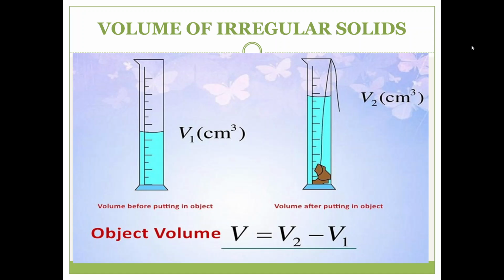What changes do you notice in the water level of the cylinder now? Yes, you may notice that the level of water in the measuring cylinder rises as the stone displaces water equal to its own volume. Record the new volume of water. Let it be V2 centimeter cube. Now the volume of the stone will be the difference between the second volume and the first volume, that is V2 minus V1.